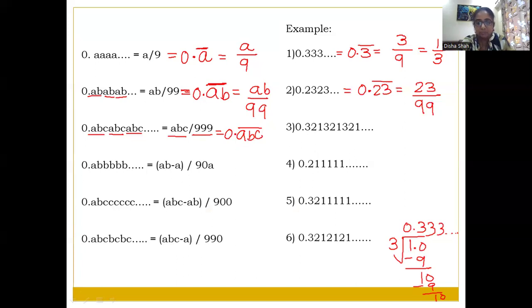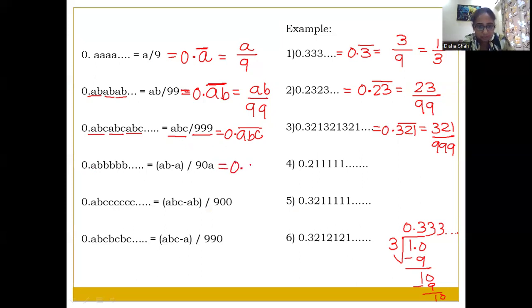Because there are three digits which are getting repeated, this can be written like this: 0.321 bar, which is 321 divided by 9. Now let's see, there is a slight change in the pattern. Now you see this particular pattern, it is 0.ABBBB. So here after the point there are two digits, one is A and one is B, but A is not getting repeated, only B is getting repeated.